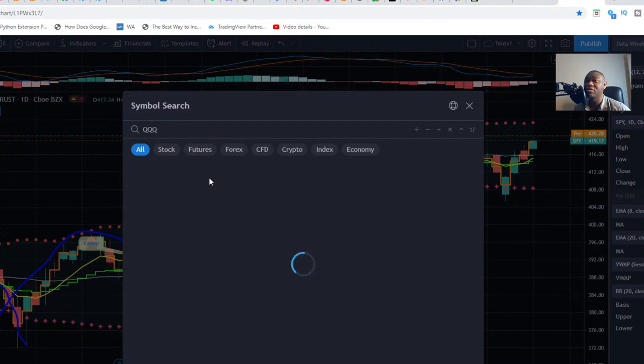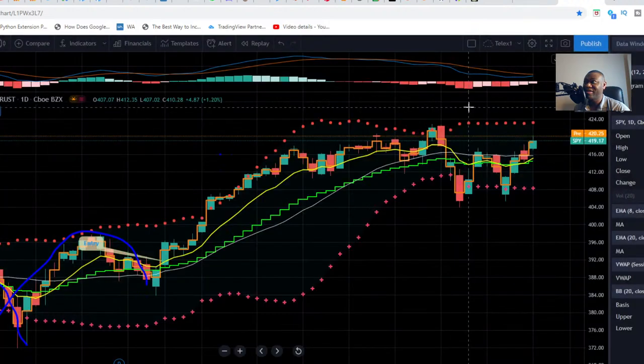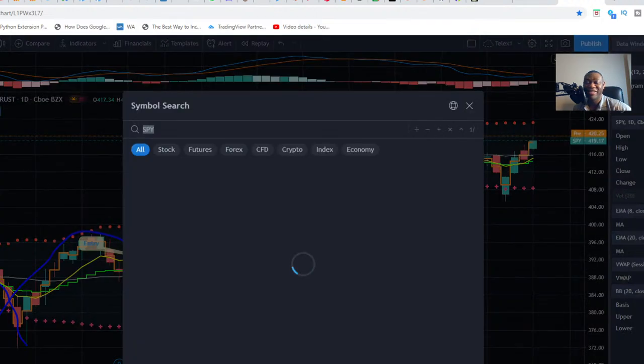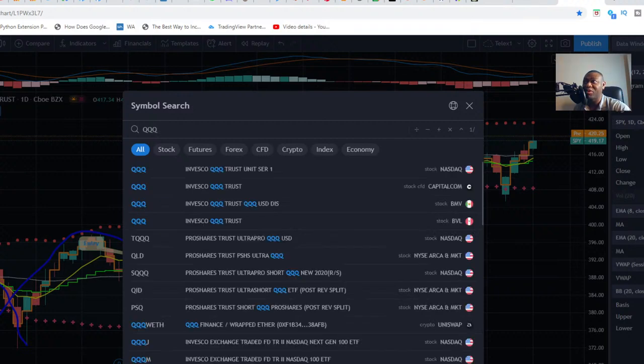Oh my goodness, okay, you see, this is what I'm talking about. Hello? Is that TradingView? Is that my computer? For whatever reason, I'm having trouble. Okay, let's see. Simply stop typing while you're on the charts and pull up the search box. Okay, well, 3QQQ will not work.